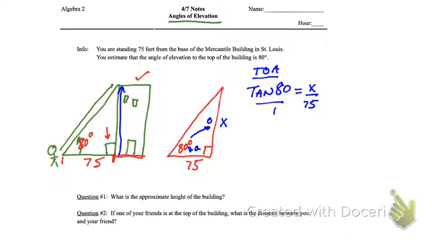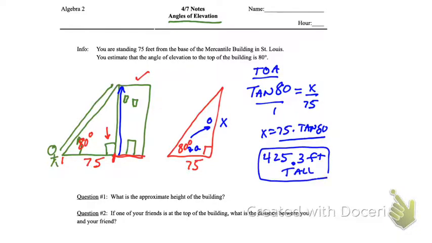Slap that over top of 1 and do our cross multiplying. So we figure out what we need to punch in our calculator: 75 times the tangent of 80 degrees. And that tells me that the building is 425.3 feet tall. 425 foot tall building, point 3. Okay.